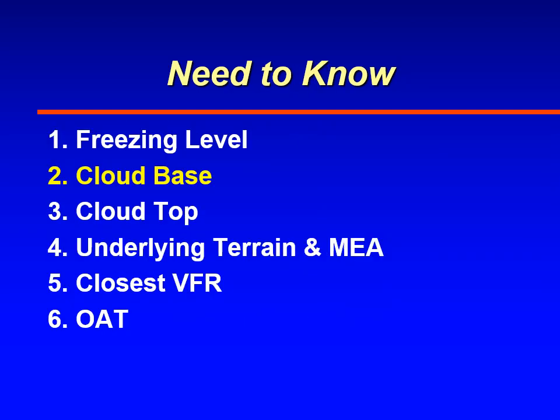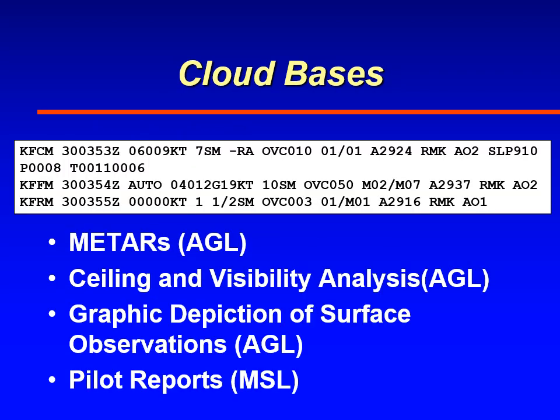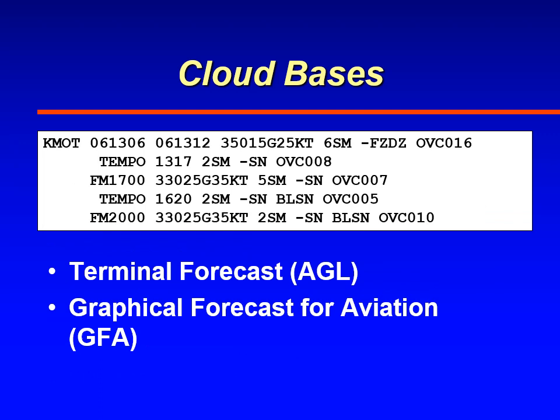The second item that you need to know is cloud base. And cloud bases are available from various sources. You can get cloud bases from METARs. You can also get them from the ceiling and visibility analysis out at the Aviation Weather Center, going underneath the GFA, the Graphical Forecast for Aviation. Also, you can look at pilot reports, and remember that those altitudes are MSL, everything else is AGL. Forecast of cloud bases can be obtained from the terminal forecast. Remember, those are AGL altitudes, and also the graphical forecast for aviation, or the GFA.